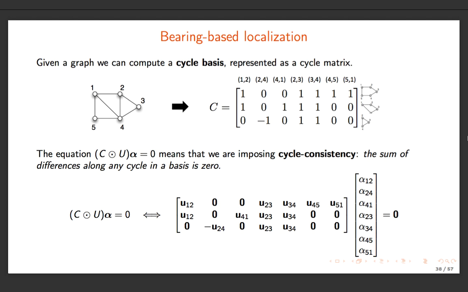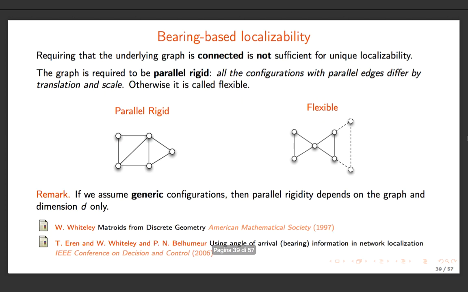Now I will speak about under which conditions bearing-based localization is well posed. Requiring that the underlying graph is connected is not sufficient for unique localizability, but the graph is required to be parallel rigid. Parallel rigid means that all the configurations with parallel edges differ by translation and scale, as happens for the left figure. In the right figure, instead, the graph is flexible since there exist non-trivial transformations that keep edges parallel. If we assume generic configurations, then parallel rigidity depends only on the graph and dimension D.